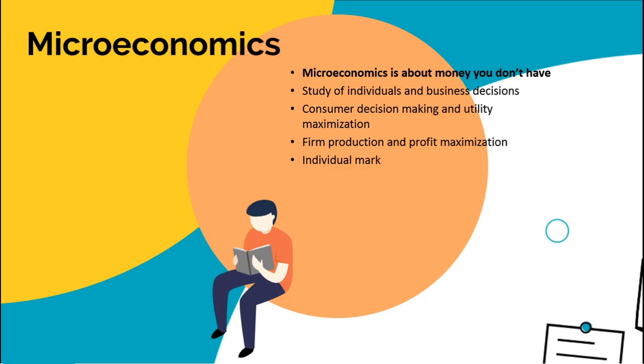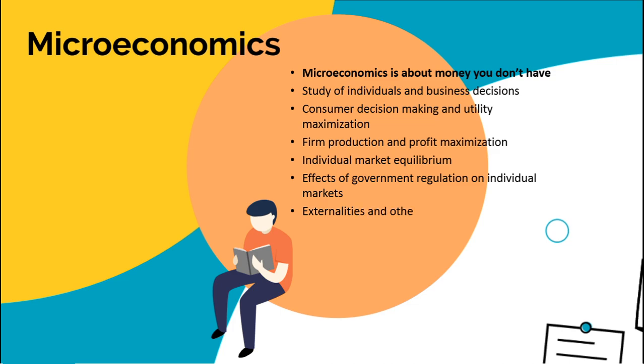So we can understand microeconomics as the study of the money that individuals want to earn. It basically deals with the study of individual consumers and individual business decisions. At the same time, it includes the understanding of consumer decision-making in terms of price, demand and utility maximization. It focuses on firm production and profit maximization. Finally, how government regulation, externalities and other markets will affect individual markets and what will be their side effects.